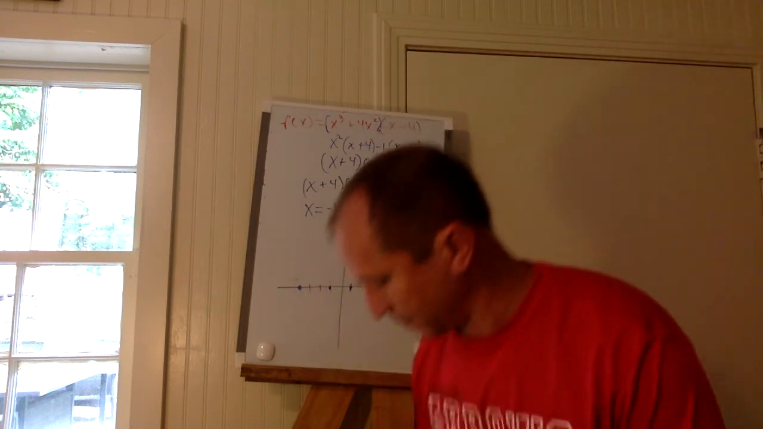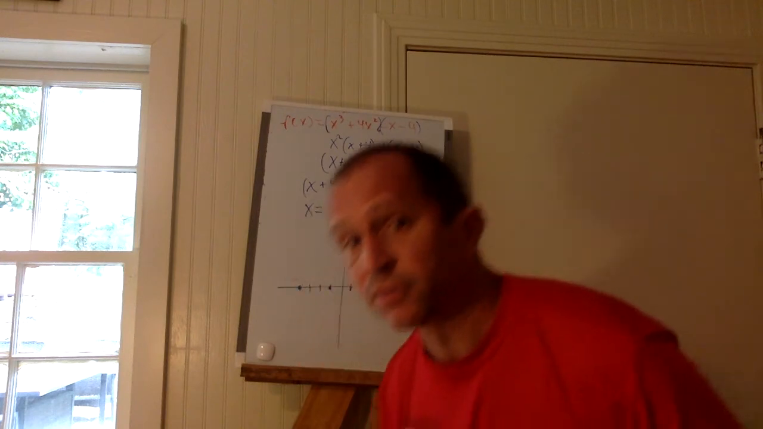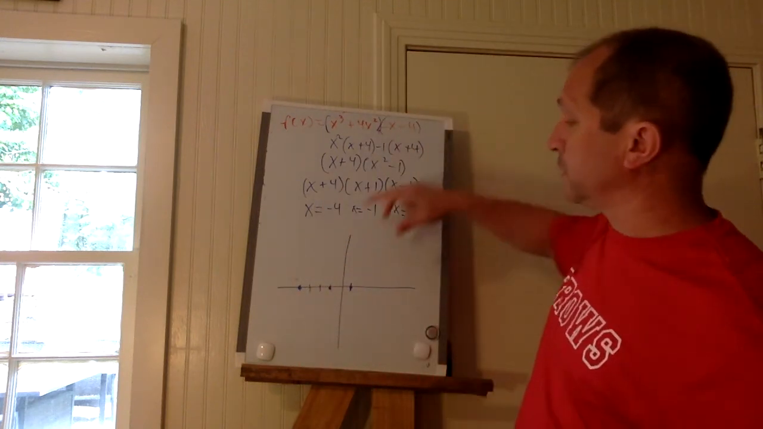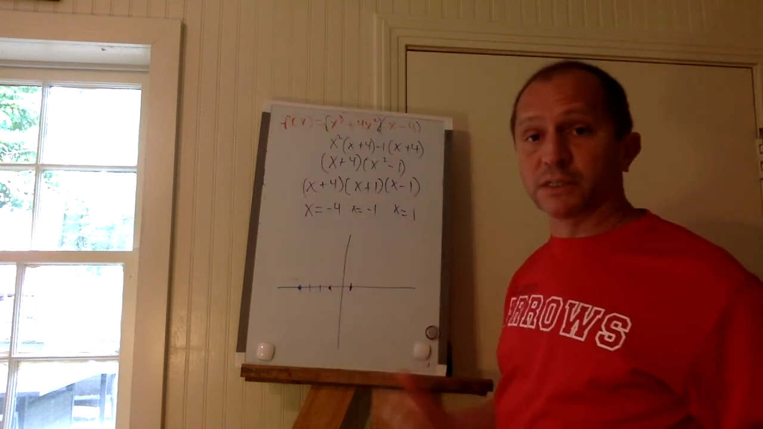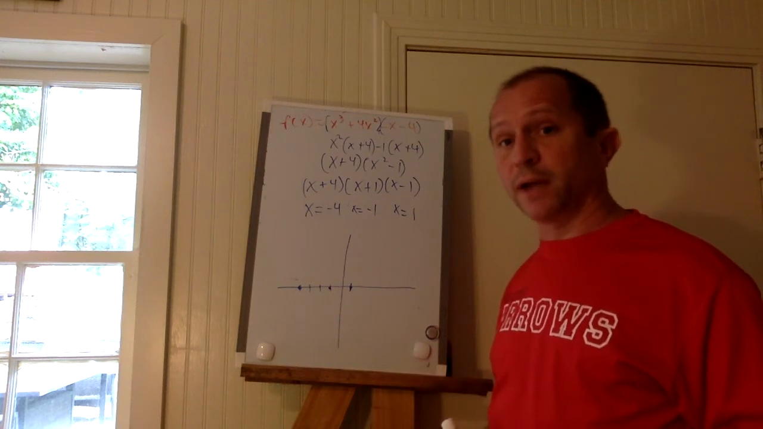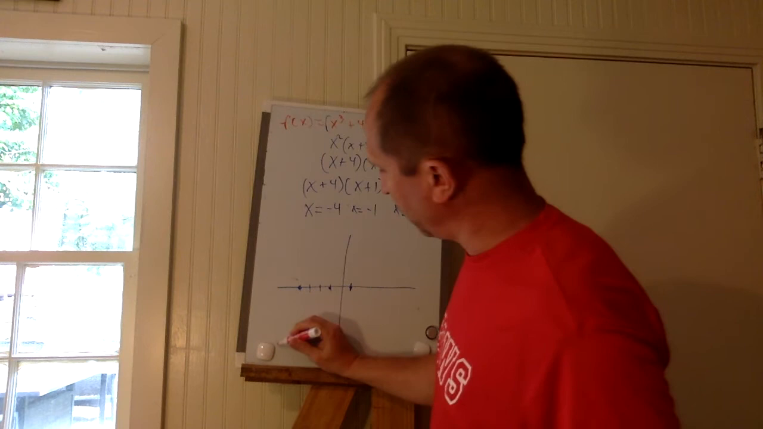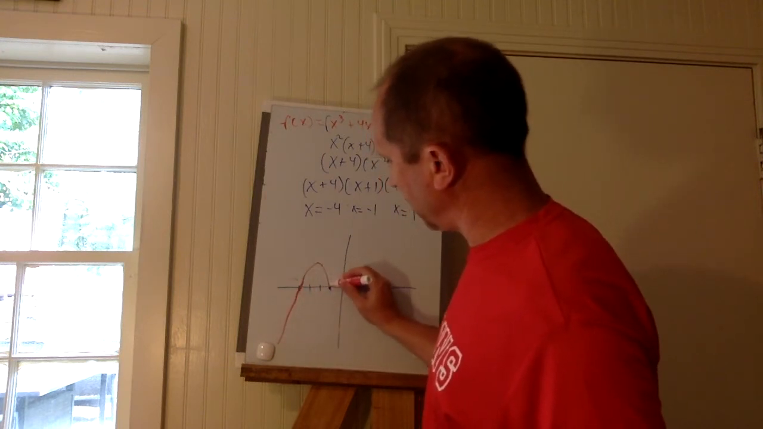Now, let's talk about what this graph does. It's an odd degree polynomial. So from the last video, we talked about in an odd degree polynomial, you would start low and end high if that first term was positive, which it is, positive 1. So we're going to start low and end high. So we're going to start here, and we're going to cross here. We'll come up and we'll cross here.